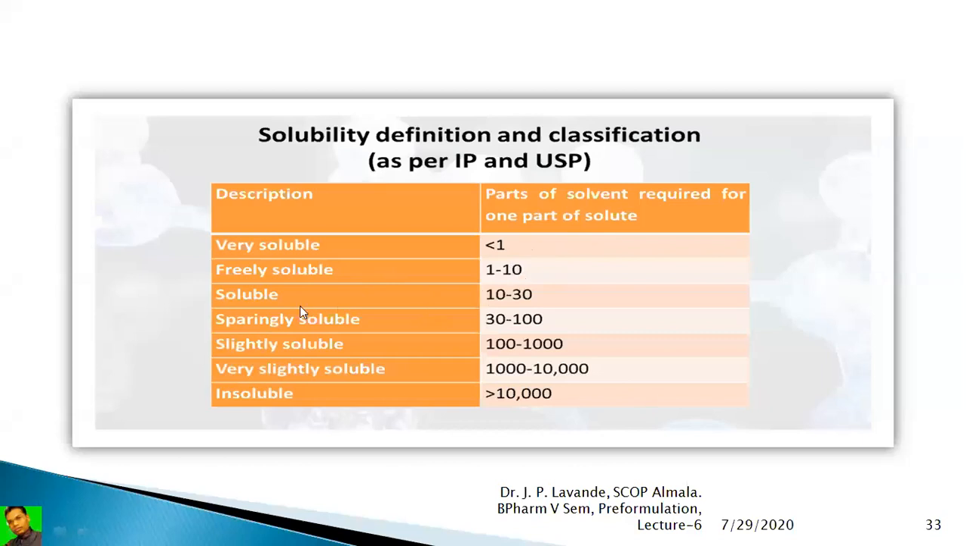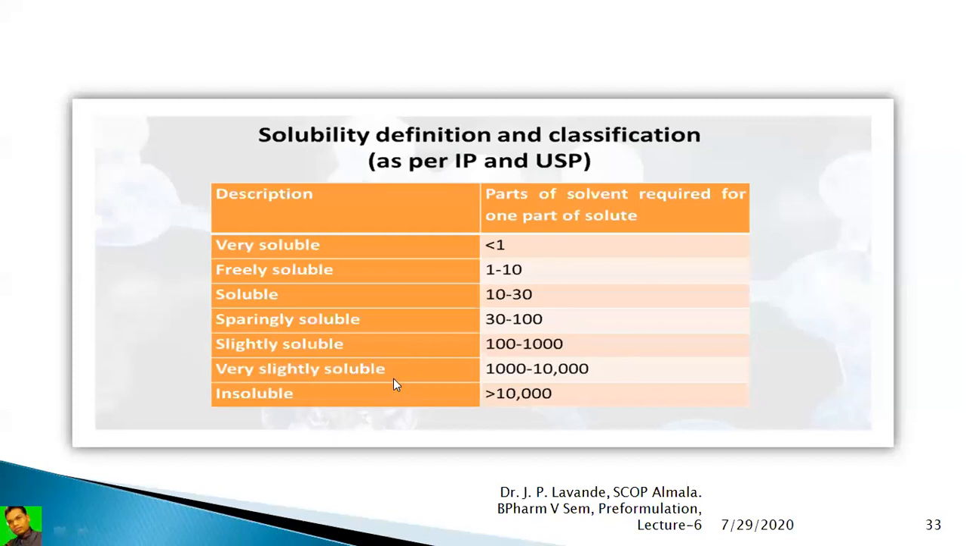When it is said that a drug is soluble, that means in order to dissolve one part of solute, we require 10 to 30 parts of the solvent. Likewise, for sparingly soluble, for one part of solute, we require 30 to 100 parts of solvent. For slightly soluble, in order to dissolve one part of solute, we require 100 to 1000 parts of the solvent.